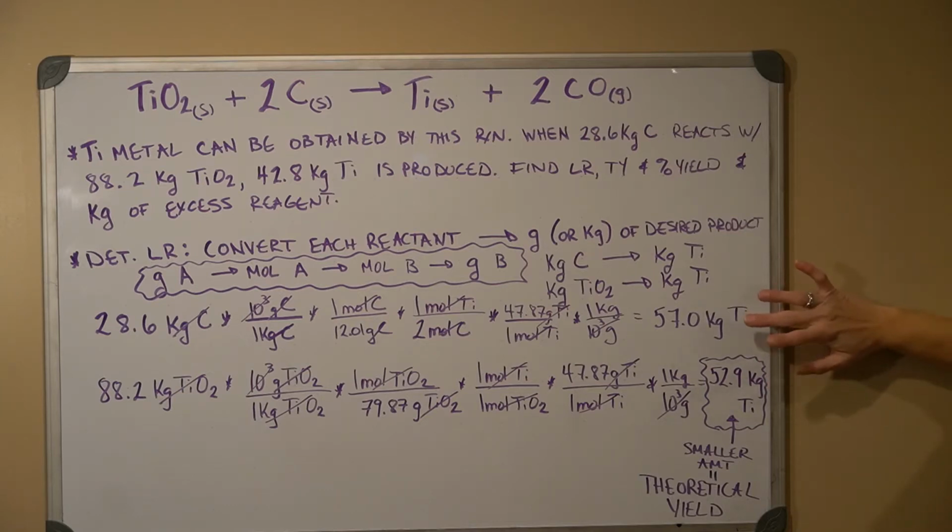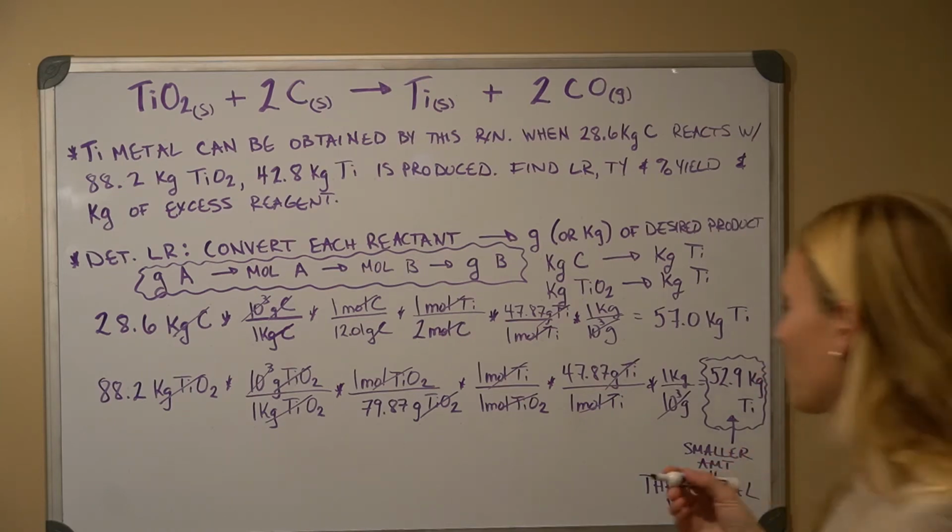I'm comparing these two numbers, and this mass from the titanium oxide is smaller. So this is all that I can make theoretically. That's the theoretical yield, 52.9 kilograms of titanium. Theoretically, that's all I can make if I have a perfect reaction and 100% efficiency, which will never happen, right?